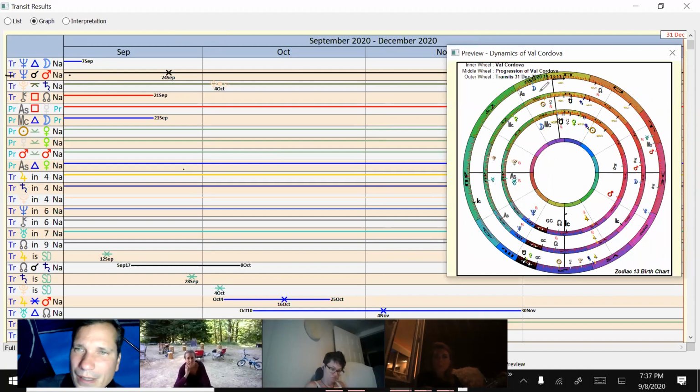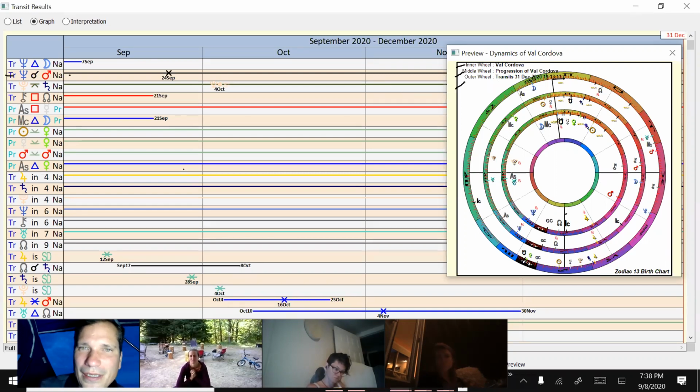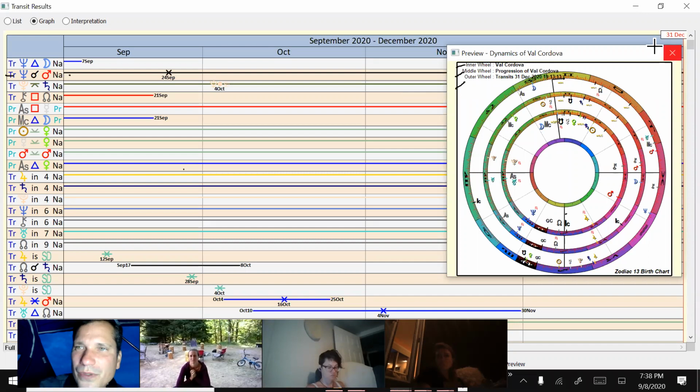Yep. All right, you see it says here inner wheel is the birth chart. So this is Val's original birth chart. The middle wheel is the progressions, and the outer wheel is the transits, meaning what's going on in the world as we speak. So if you see here, I'm going to move this red line over here. Hang on. You see the outer wheel moving as I move this red line around?